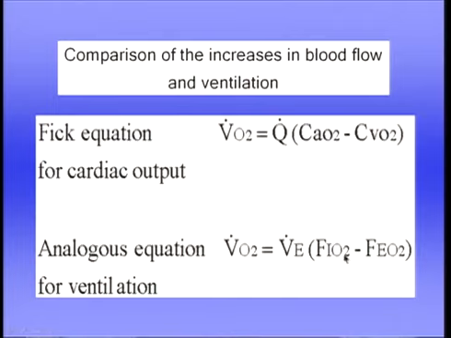However, this does not occur on the ventilation side. The body will not accept a reduction in the expired oxygen fraction, which means that the alveolar PO2, and therefore the arterial PO2, is maintained during exercise. The body does not allow those to fall, and therefore the ventilation has to increase substantially more than oxygen consumption.